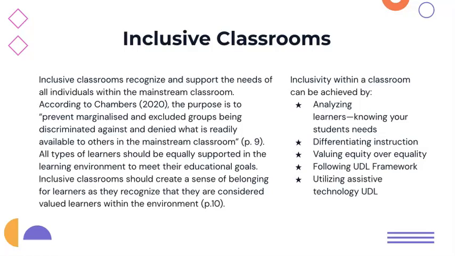Inclusivity within a classroom can be achieved by analyzing learners, so knowing your learners' needs. This can be done through surveys, diagnostics, conversation, interviews with students, reading and reviewing 504 and IEP accommodations, differentiating instruction, valuing equity over equality, following UDL framework, and utilizing assistive technology.